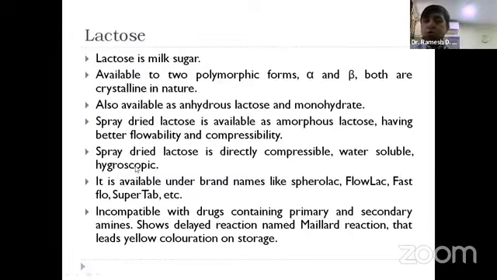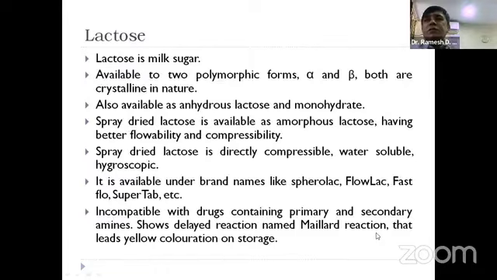As it is hygroscopic, it can absorb moisture from the surrounding environment. And because of that, those APIs which are sensitive to moisture are normally not compressed with lactose. Lactose is available under different brand names like Spherolac, Flolac, Fast Flow, Super Tab, etc. And it is incompatible with the drugs which contain primary and secondary amines. The reason behind that is the Maillard reaction.